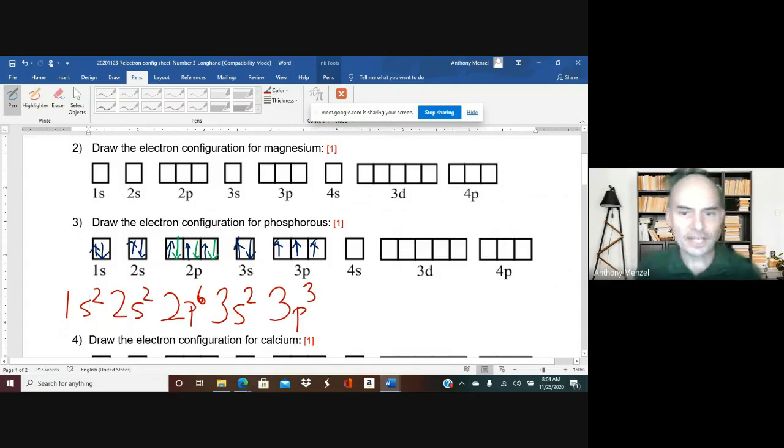Then how can you check yourself? The way you check yourself is by adding up all of the superscripts. So 2 plus 2 is 4, plus 6 is 10, plus 2 is 12, plus 3 is 15. And phosphorus is atomic number 15.